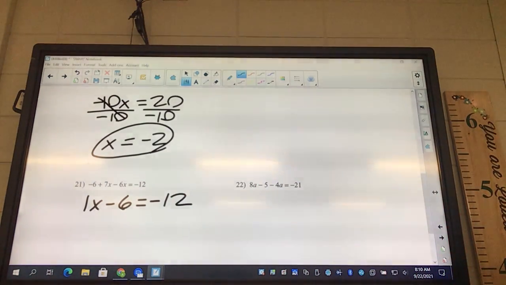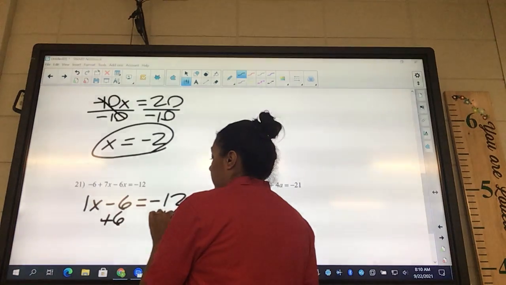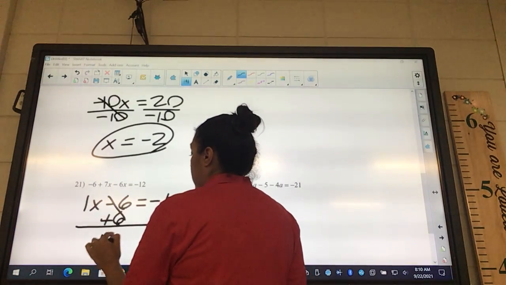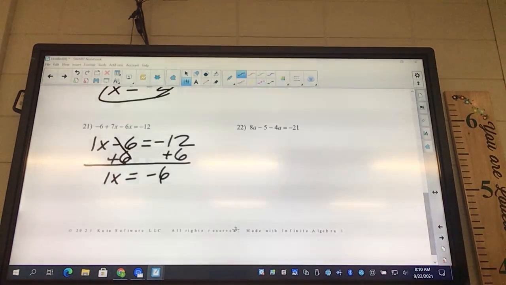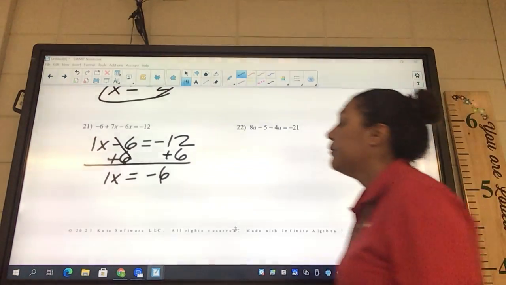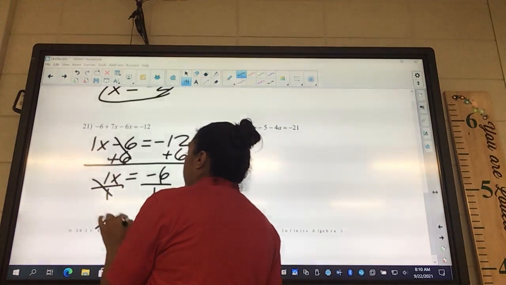Who's the kid? The 6. How do I move a 6? We're going to add it. So I got 1x equals negative 6. Okay, now we're ready for a breakup. How do I break that up? Divide by negative 1, or 1.